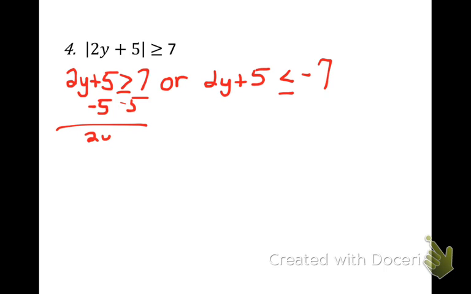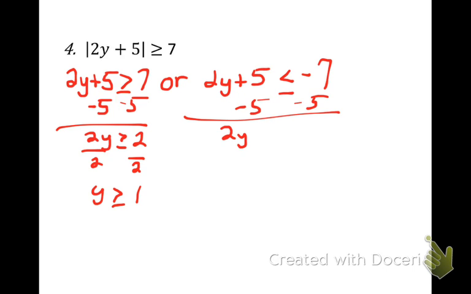So we subtract 5, we get 2y greater than or equal to 2. Divide by 2, y greater than or equal to 1. Over here, when we subtract 5, we get 2y less than or equal to negative 12. Divide by 2, y less than or equal to negative 6. So that's just the same things we've been doing.